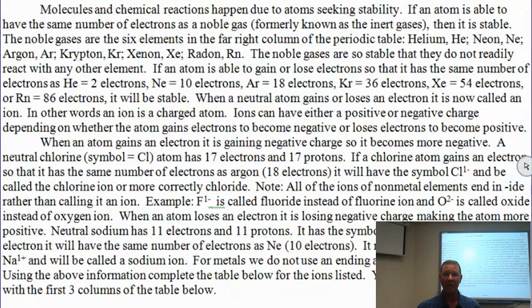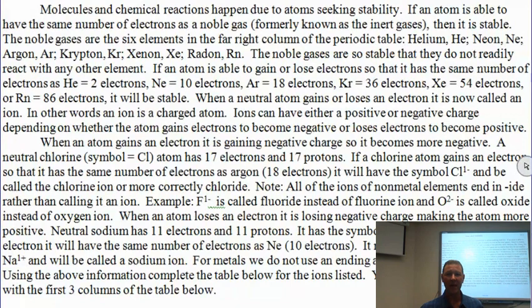Ions can have either a positive or negative charge depending on whether the atom gains electrons, becomes negative. And again, remember, electrons are negatively charged. So if you're gaining more negative charges, you become negative. Or loses electrons, loses negative charge, and therefore you become more positive. When an atom gains an electron, it is gaining a negative charge, so it becomes more negative.